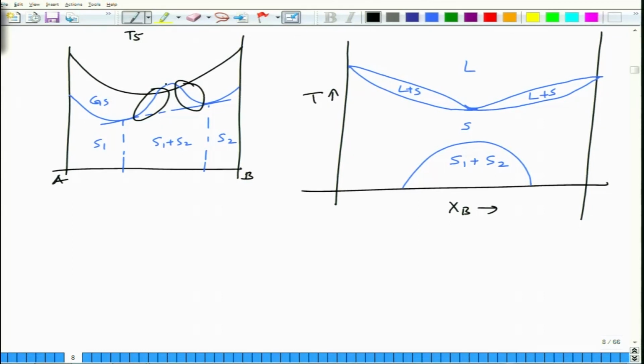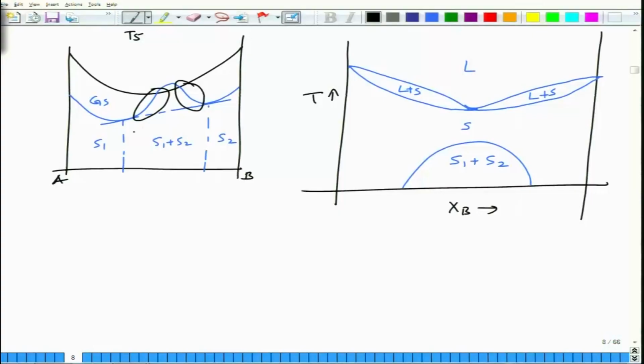This change in the free energy plot for the solid phase is the signature of the solid phase separating into two phases, because it now has two minima. One minimum for phase 1, a second minimum for phase 2, and a common tangent again will determine the composition boundaries of phase 1 and phase 2 and the two phase region.